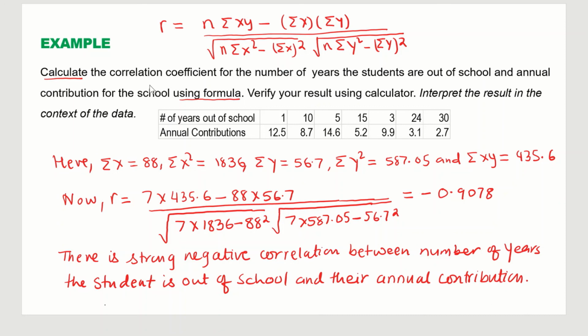This is the first part of the video where we learn about some basic terminology related to correlation. We talk about a scatter plot. We look at the way to construct this scatter plot. Then we talk about the correlation coefficient. We learn how to interpret the correlation coefficient. And then here we calculated the correlation coefficient using the formula. We verified the result using the calculator, and we interpret the value of r. So that is the end of this video.